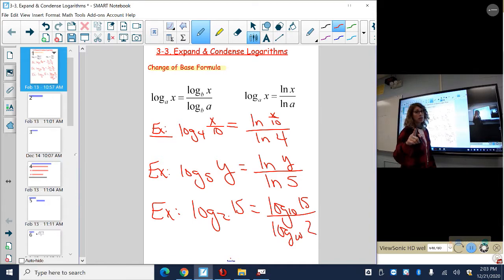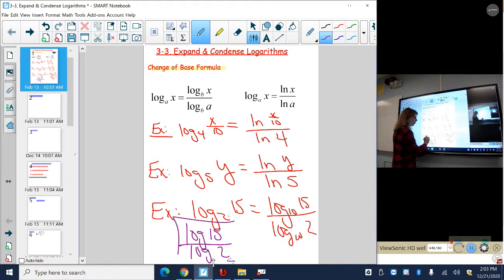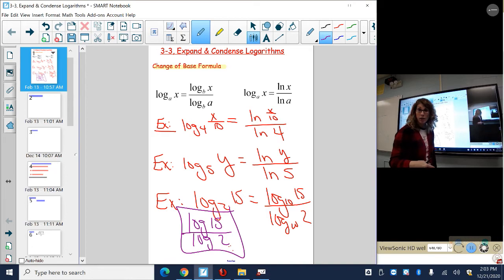Now, here's what I need your brain to understand. This 10 does not have to be written, meaning I can have it be log of 15 over log of 2, and it is understood to have a base of 10. So anytime you do not see a base with the word log, it automatically has a base of 10. Okay? That is the change of base formula.